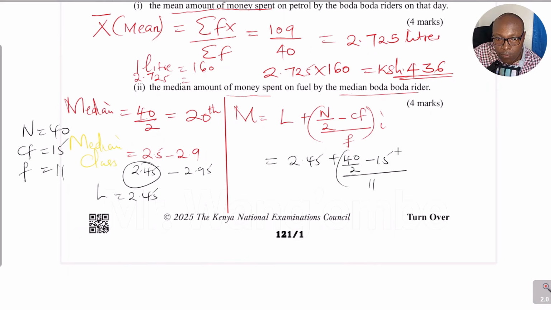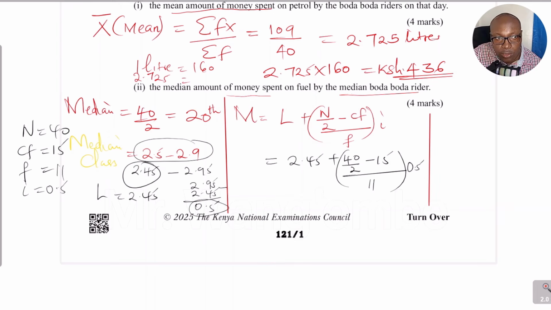And then everything is multiplied by the class size. The class size we already got is 0.5. You can get the class size by 2.95 subtract 2.45, the upper class boundary subtract the lower class boundary. The class size is 0.5. So multiply this by 0.5. It is as simple as that.